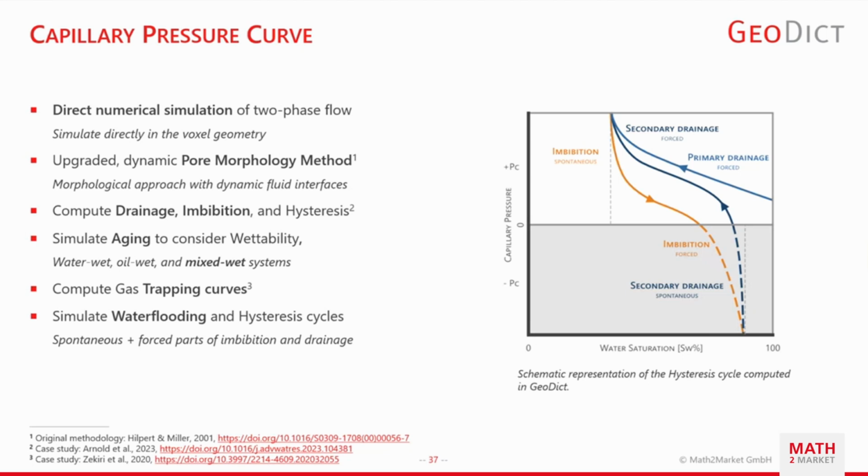more or less looking at enhanced oil recovery with secondary recovery here. So you can simulate the water flooding and the entire hysteresis cycle by not only doing the primary drainage curve, but also the spontaneous imbibition, and on top the forced imbibition part here, which gives us into negative pressures and allows you to mimic the water flooding process. You can also compute the secondary drainage here and get the entire hysteresis cycle with GeoDict.